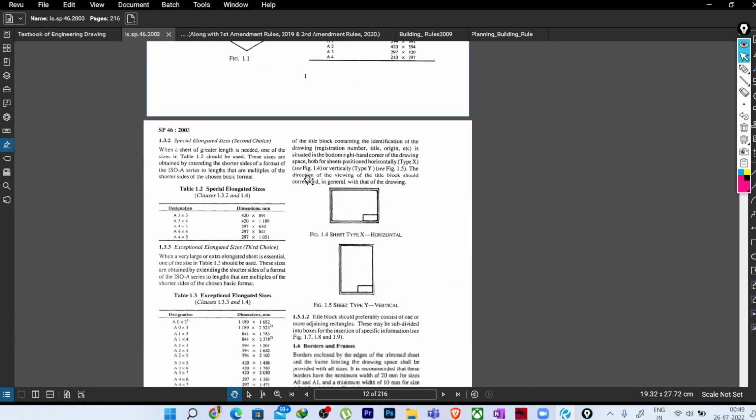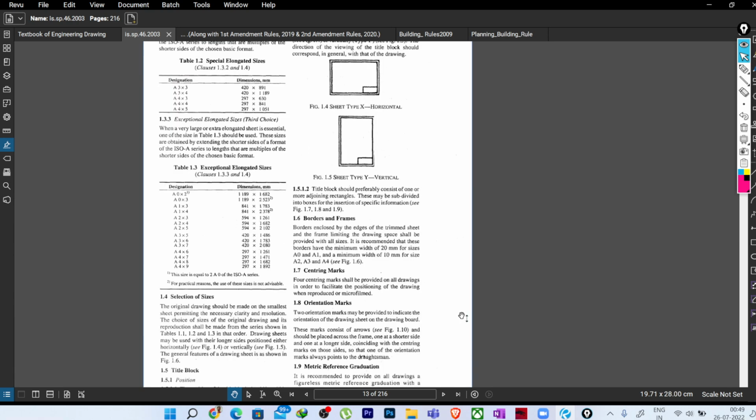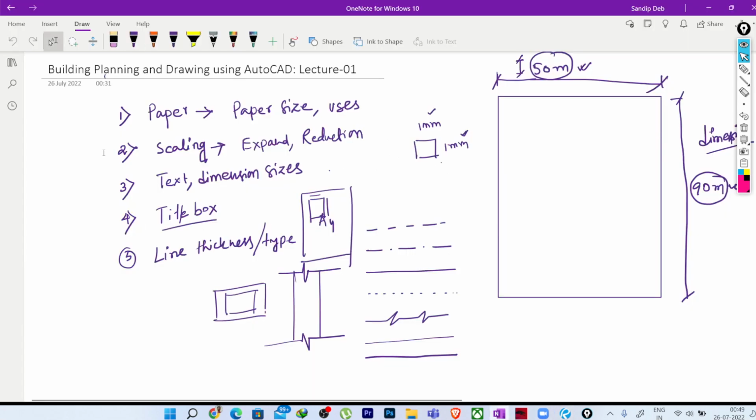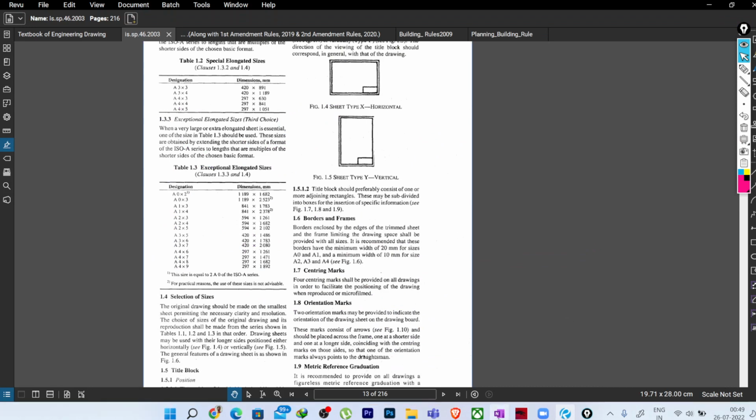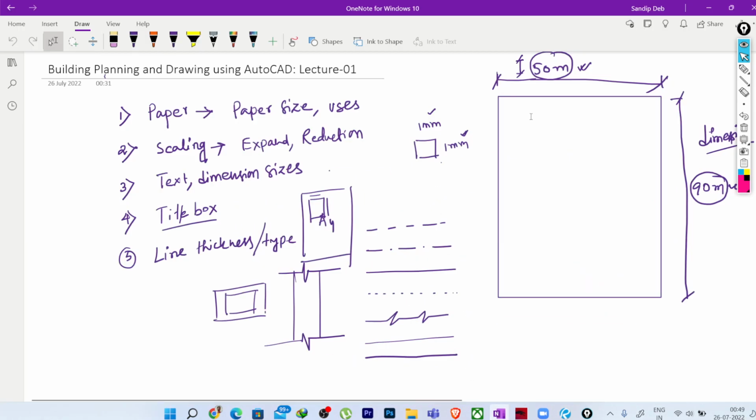Then the next thing I'll be talking about, as I have written here, is the scaling. Okay, so as I already explained, obviously we'll be having bigger plots, bigger rooms. So suppose we have a 10 feet by 10 feet room, 3 meter by 3 meter room. Obviously you cannot plot 3 meter by 3 meters on a paper. It is not possible to have such sizes of paper, right? So what we need to do is reduce the size of 3 meter by 3 meter.